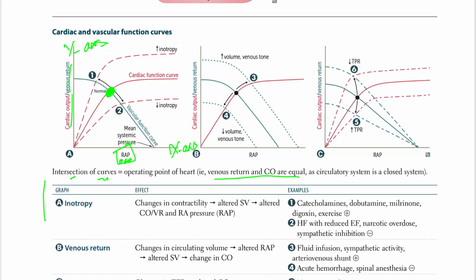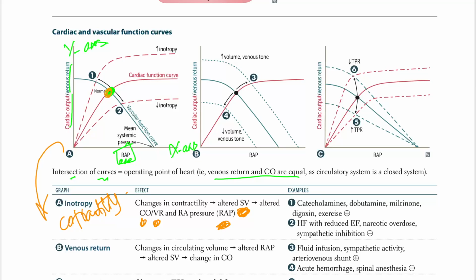Okay, so let's look at what is going on in picture A. Inotropy. What is inotropy? Inotropy is about contractility. It is the changes in contractility which cause altered stroke volume, which leads to altered cardiac output, venous return, and right atrial pressure. So what are we trying to say? A simple thing. This was the normal point, right? We were looking at normal.